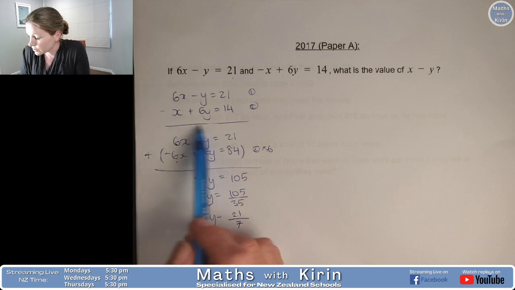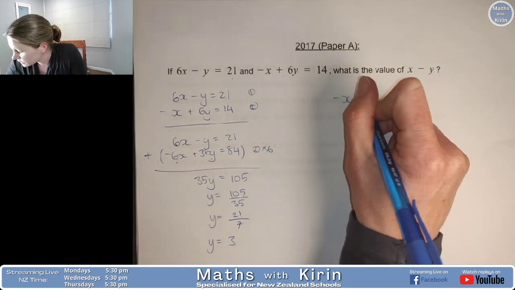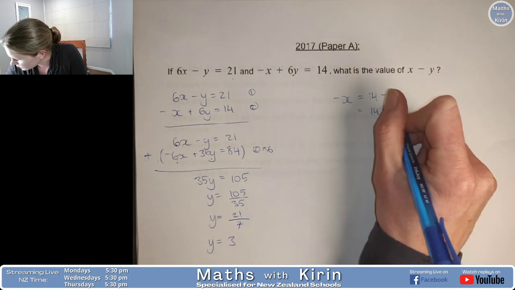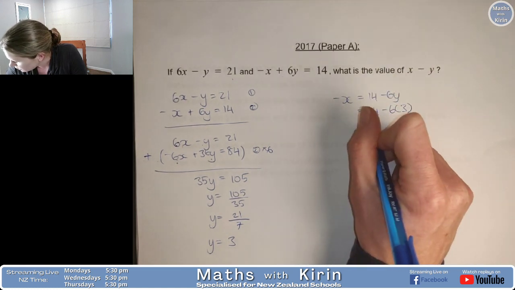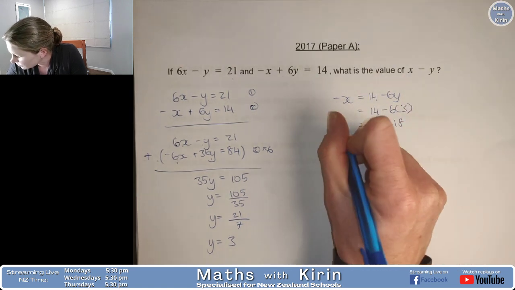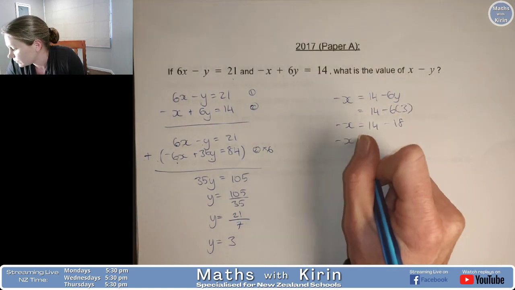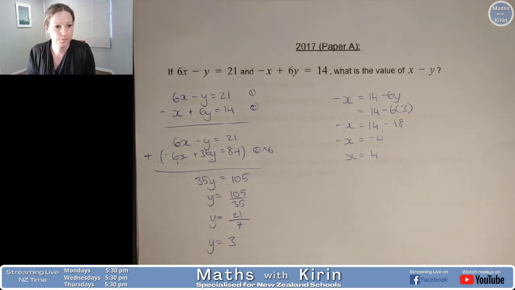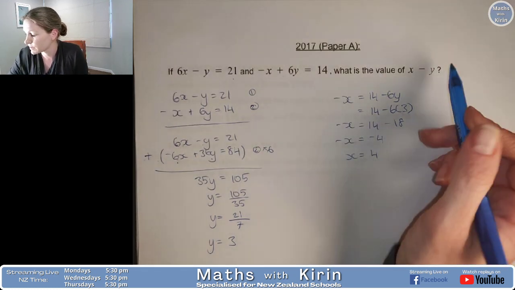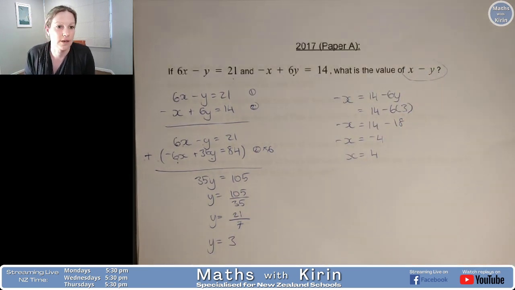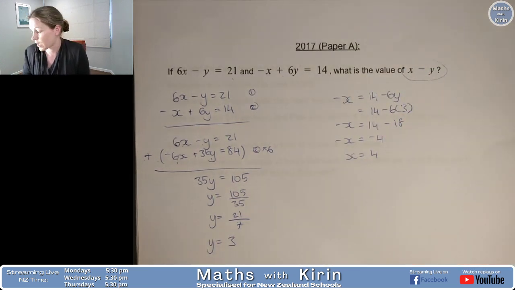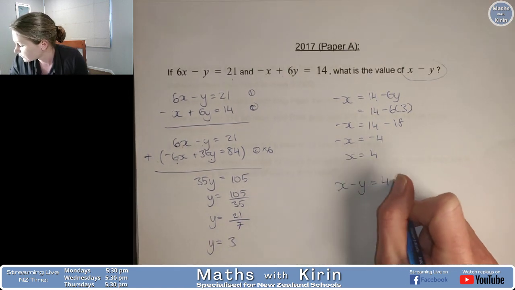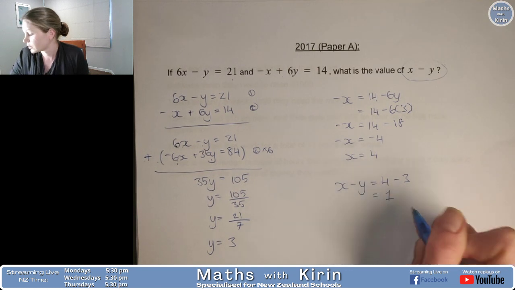Substituting to find x, so I'm going to use the second equation. Negative x is equal to 14 minus 6y. 14 minus 6 times 3. 14 minus 18. Remember, this is negative x. So negative x is negative 4, which means positive x is positive 4. Okay, so the question was asking us, remember, to find the value of x minus y. So if x is 4 and y is 3, x minus y is 4 minus 3, which is 1.